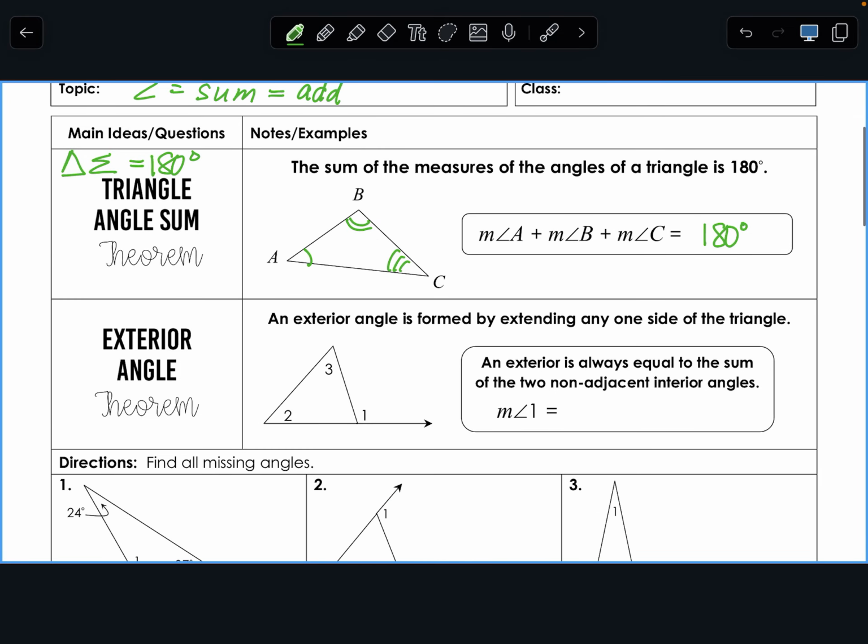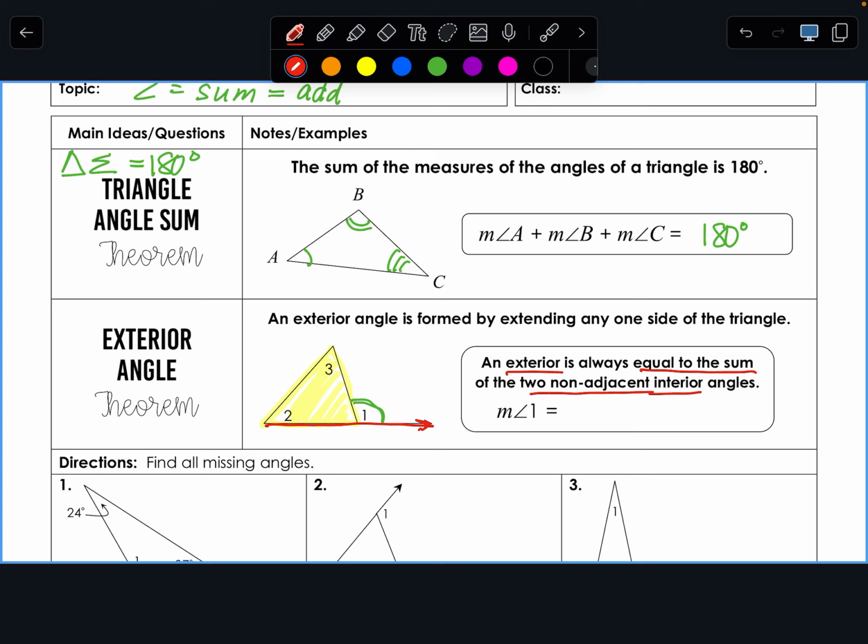Exterior angles, it's this one outside. So here's my triangle, and then I have this angle that's outside, created by extending that bottom line. So here's the bottom of the triangle, and I just extend that line out. That angle is equal to the sum of the two non-adjacent interior angles.